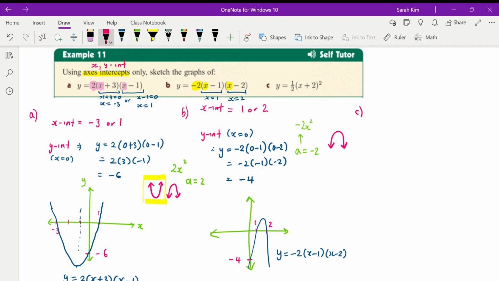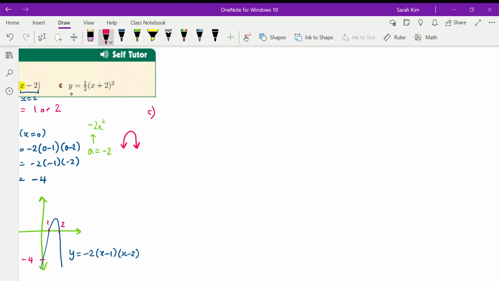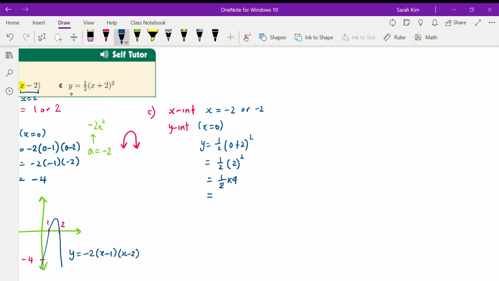C. Okay, so we've got a half, bracket x plus 2 bracket squared. Same thing, what are my x-intercepts? There's only one option, it's going to be x equals minus 2, it's just touching, because there's two factors of it, it's minus 2 or minus 2. For the y-intercept, I just substitute in x equals 0, so it'll be y equals half times 4, which is 2.